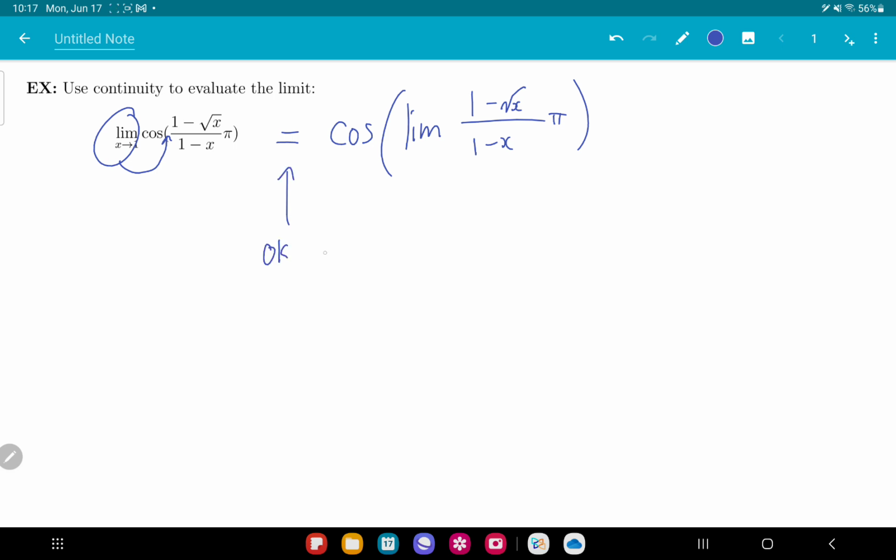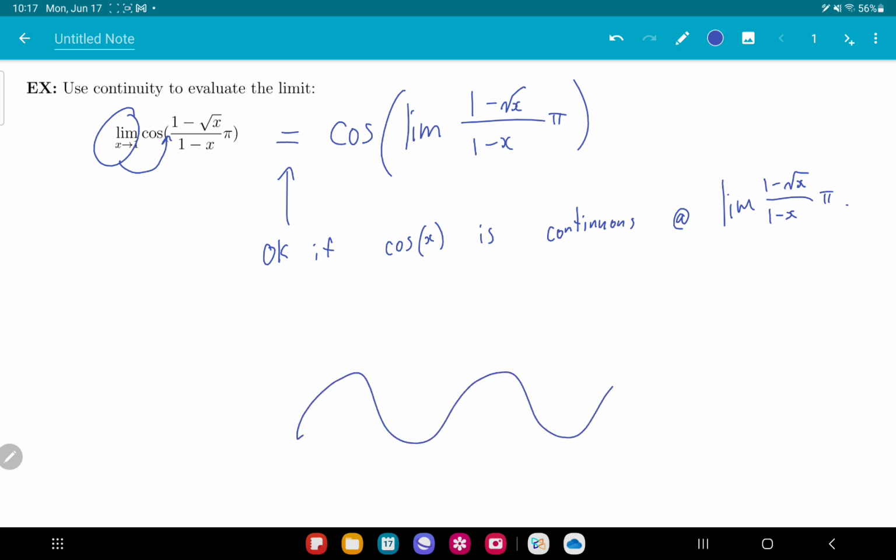So this equal sign is okay if cosine of x is continuous at the limit of 1 minus root x over 1 minus x, times pi. Okay, so this is fairly simple because cosine of x is continuous on its domain.